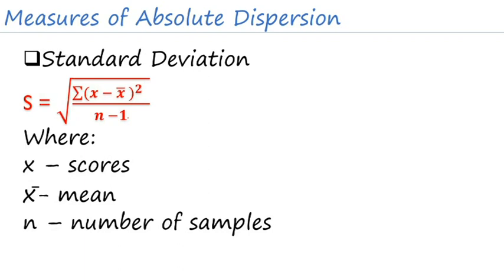Okay, ito naman yung standard deviation natin. Madali lang naman kapag nakuha natin yung variance, kuhanin lang natin yung square root nun. That is the standard deviation. And as you can see, parehas lang siya ng formula. Ang nadagdag lang is the radical sign.